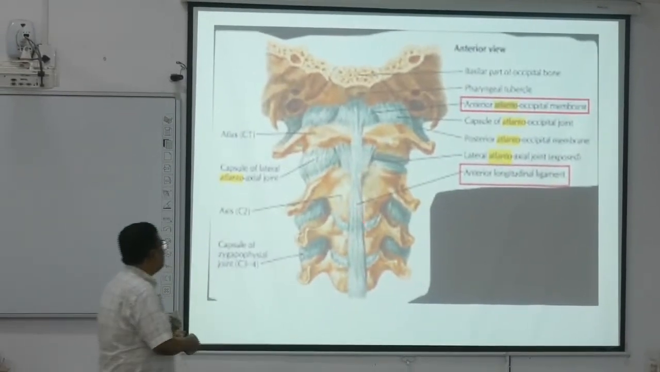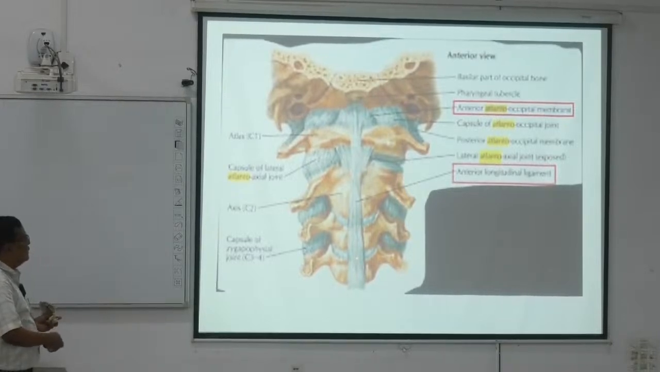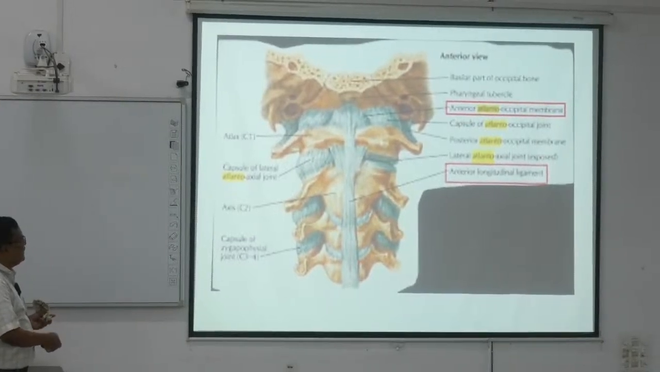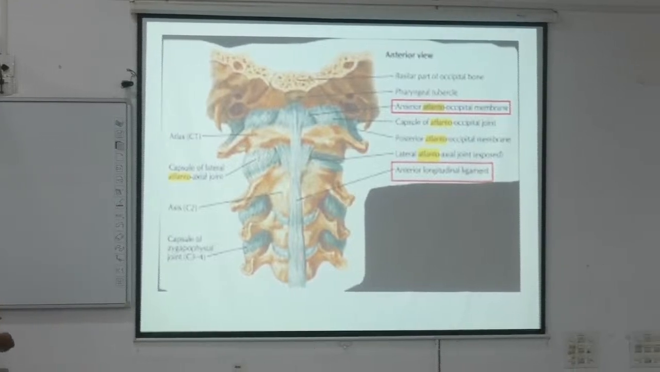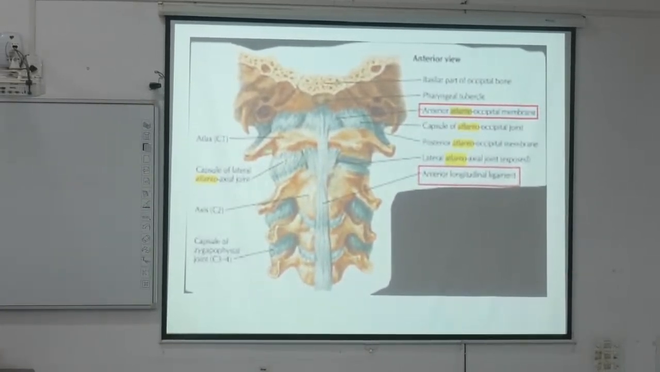You often omit this: the anterior longitudinal ligament. On the anterior surface of all the vertebrae, there is a ribbon-like ligament starting from the base of the sacrum up to the occipital bone. This is known as the anterior longitudinal ligament. This ligament has no connection with this joint; I just mentioned it.